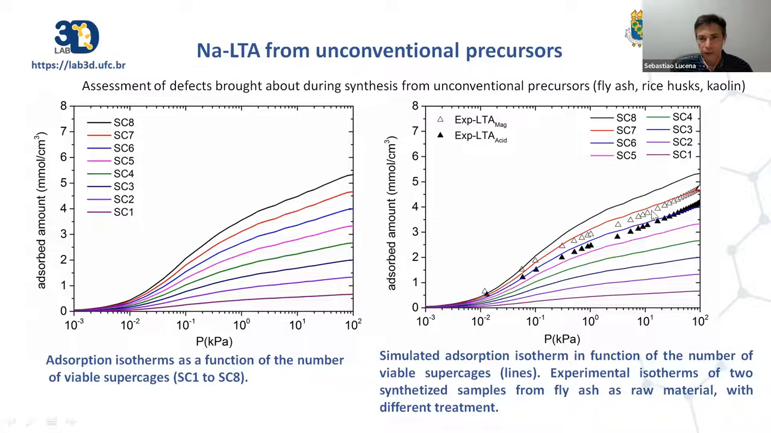This shows that one of the routes, the empty triangles, this route of synthesis resulted in a zeolite with at least 7 of the 8 functional cages, while the other route, the black triangles, only six supercages were active. We emphasize that previously it was not possible to use the adsorption technique to extract any useful data in this type of material, which presents diffusional problems. With our proposal using CO2, a range of new information becomes possible.